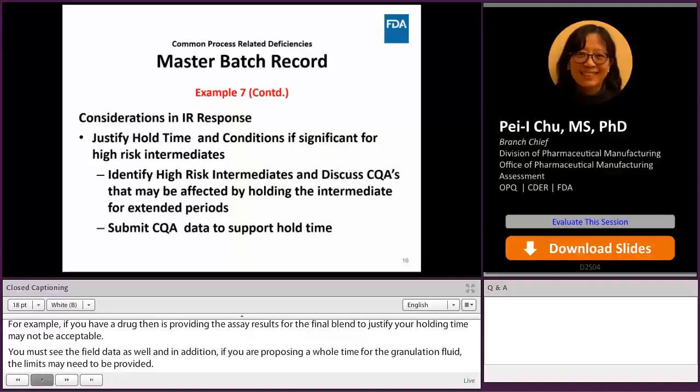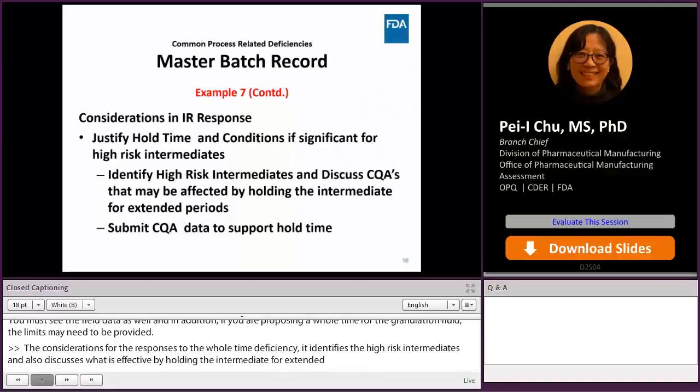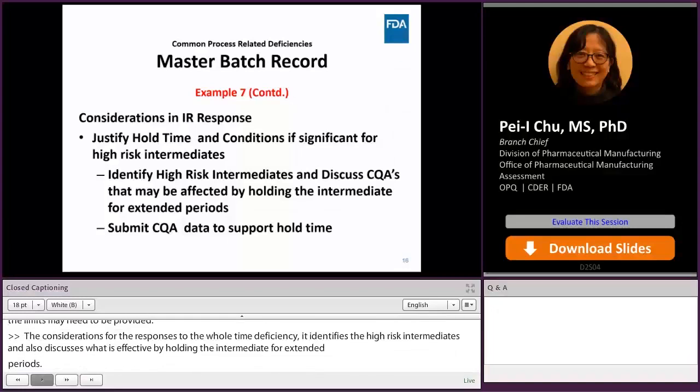So, considerations for the IR responses to the hold time deficiency: identify the high-risk intermediates and also discuss CQAs that may be affected by holding the intermediate for an extended period of time. And also CQA data should be provided to support the proposed hold time.